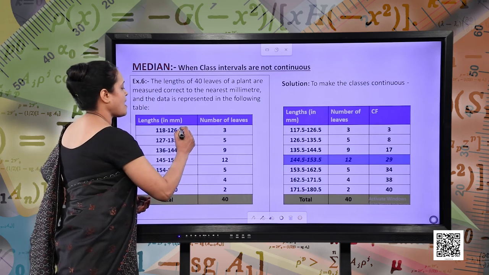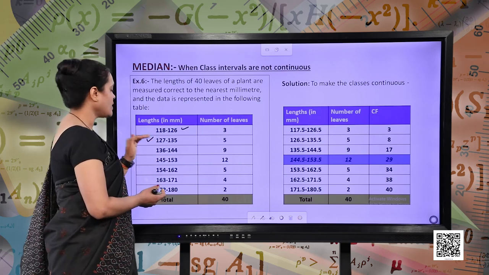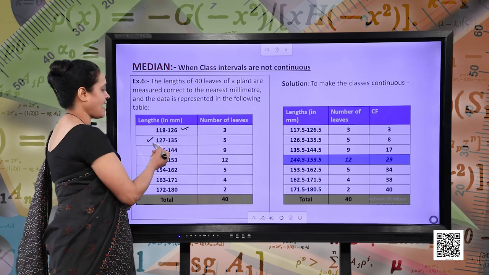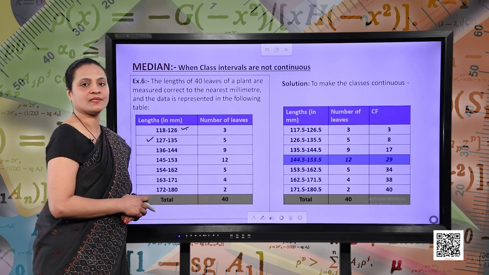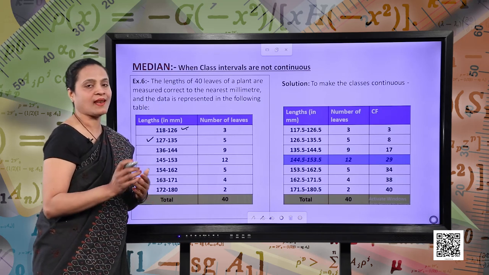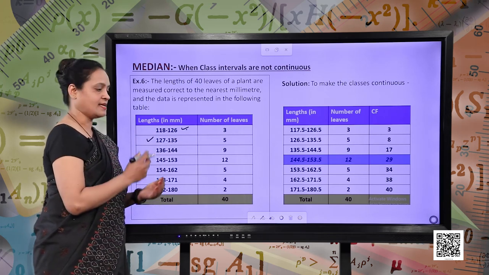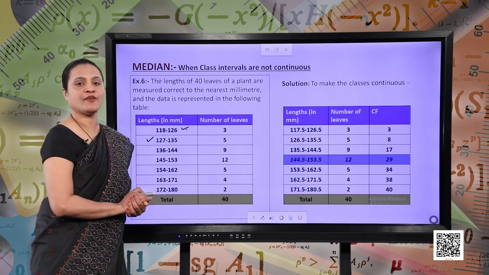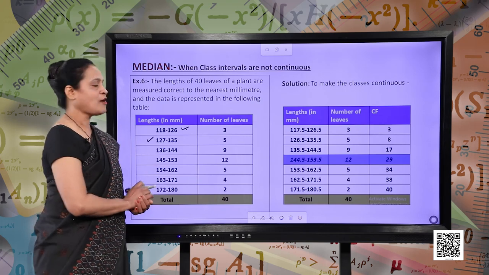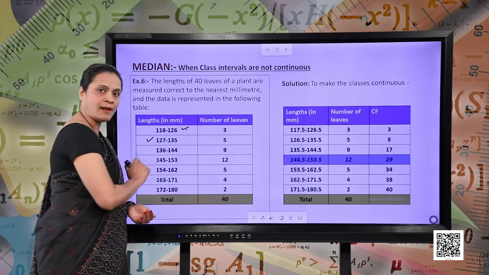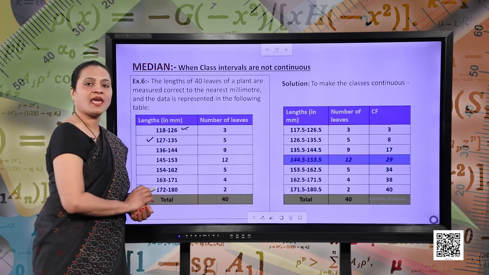You can see that the upper class limit of the first class interval and the lower class limit of the second class interval have a gap of 1 unit. So, these class intervals are not continuous. To convert them into continuous class intervals, what do we do? We take the gap, which is 1 in this case, then take half of it. Half of 1 will be 0.5. Then we are going to subtract 0.5 from the lower limit of each class interval and add 0.5 to the upper limit of each class interval.